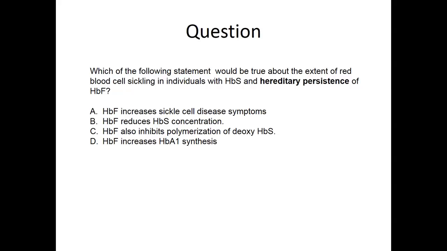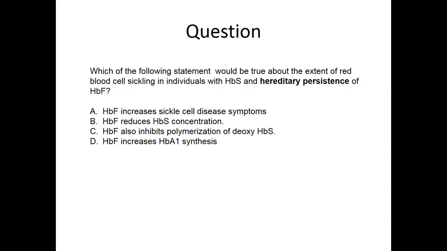Which of the following statements would be true about the extent of red blood cell sickling in an individual with sickle cell anemia and hereditary persistent fetal hemoglobin? Did you take a look at it this way? Which one of the statements will be true?